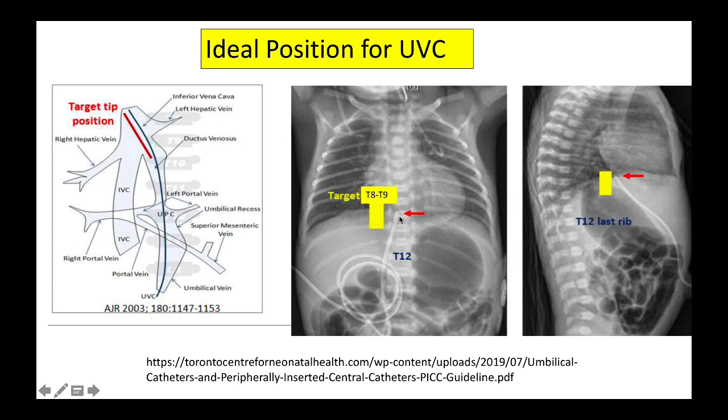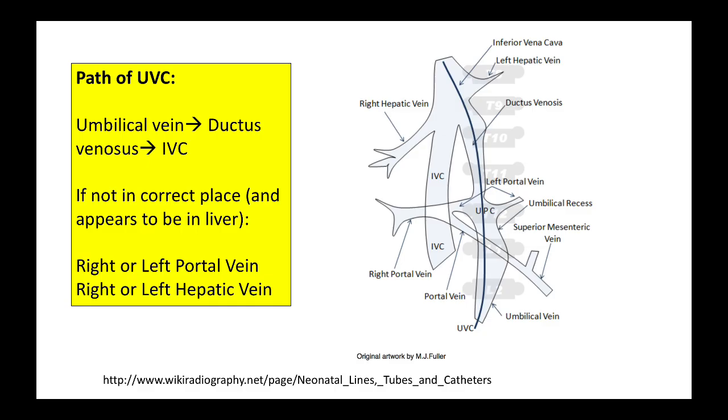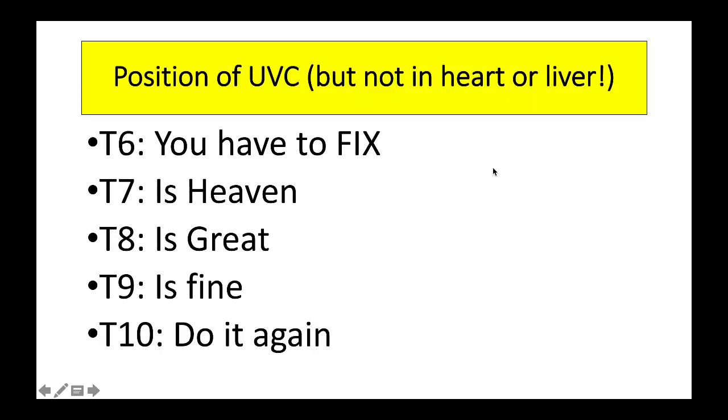This X-ray is perfect. Really, we want the catheter to be somewhere around T8 and T9. And again, the path of the UVC, from the umbilical vein all the way through the ductus venosus and to the IVC. So again, this is just emphasizing all the different ways that this can go wrong. My friend, Dr. Reese, taught me this mnemonic. This is really for where you want the UVC catheter to end up.